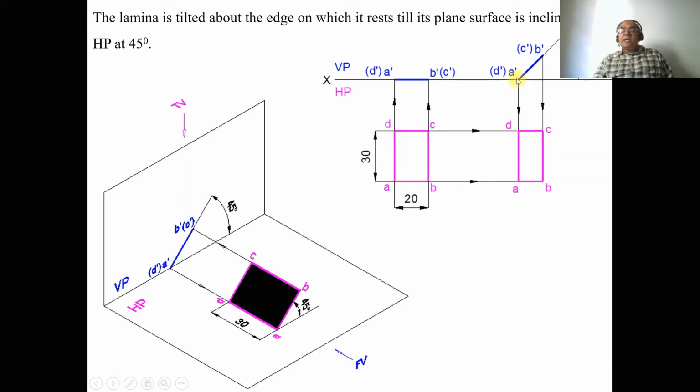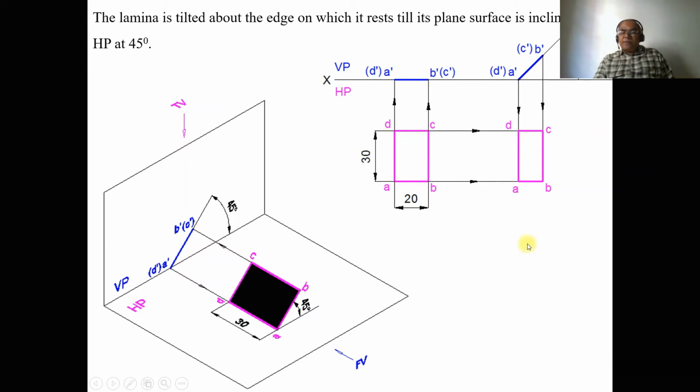But we can see A dash, D dash and B dash, C dash are parallel to HP, so you are getting the true length. So what is the true length? AD will have 30 mm and BC will also have 30 mm. But AB and CD will no longer be equal to 20 mm; it is less than 20 mm.